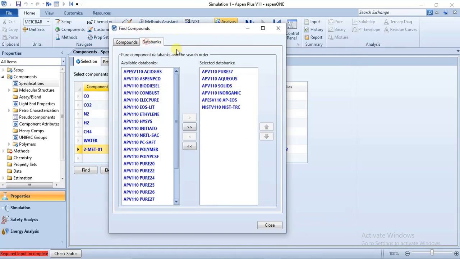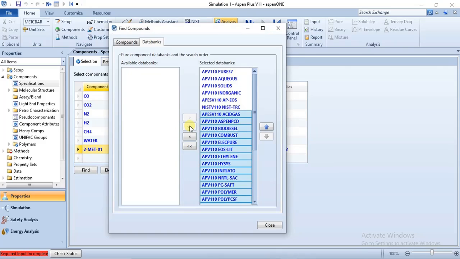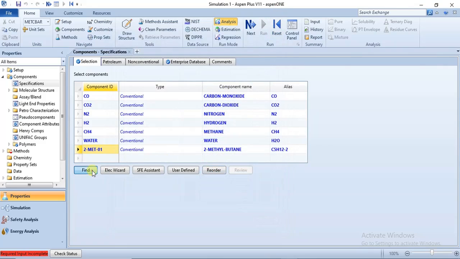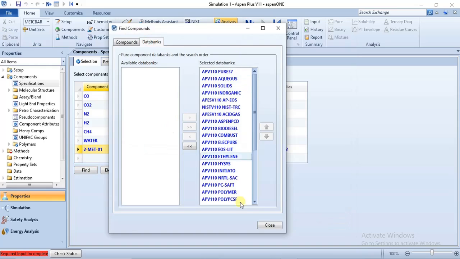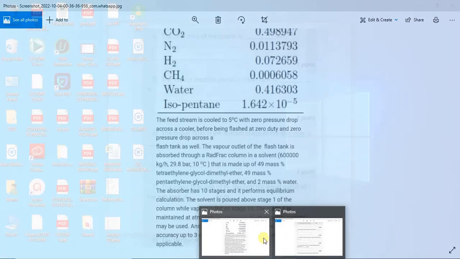Before I do that, I would select all the data banks and add them to the selected data banks, right? Because I don't know which category those components fall under, so I will just add everything to the selected data banks so that Aspen can search for them in all the data banks, right? So I will now type the name of those components.